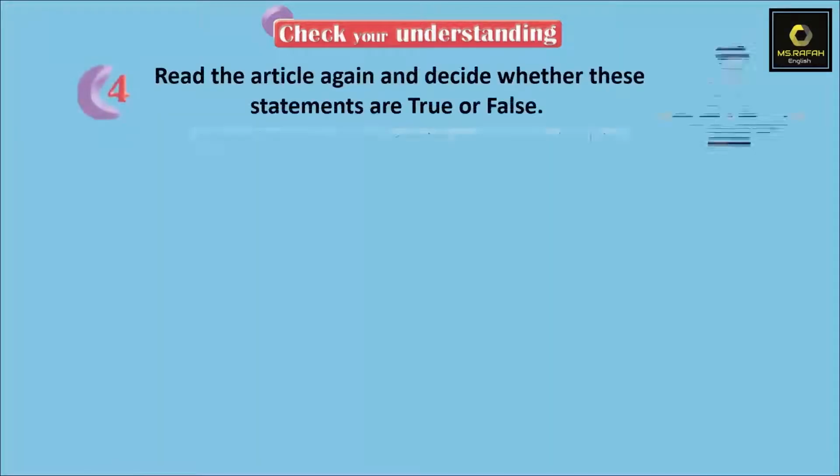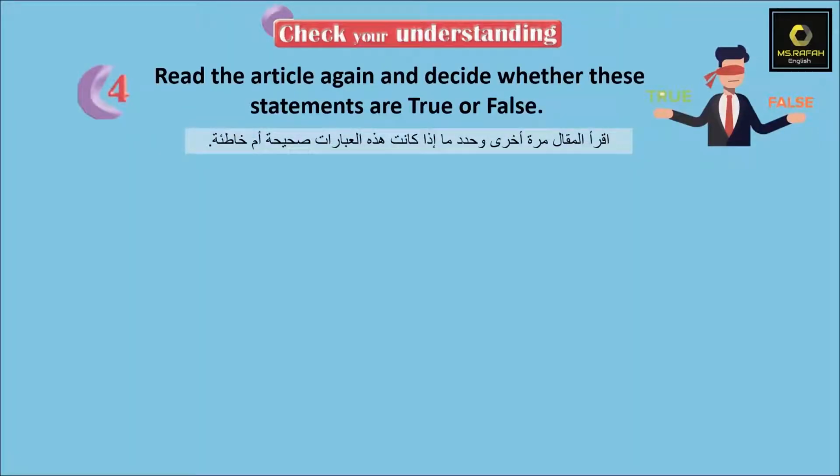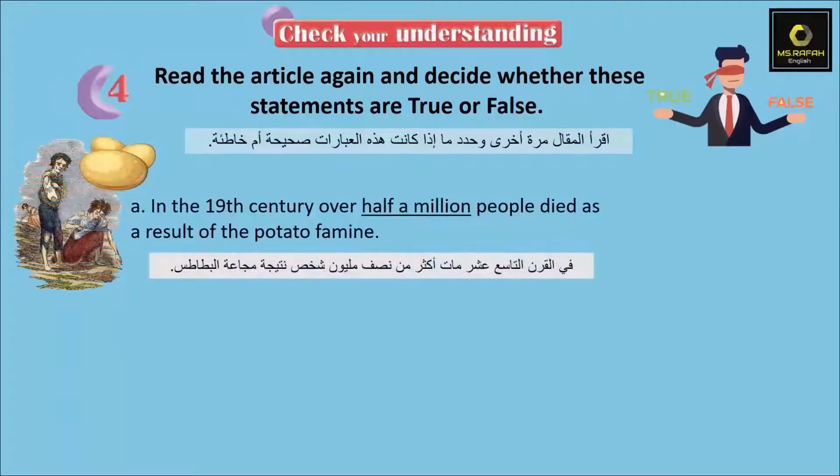Now, check your understanding. Read the article again and decide whether these statements are true or false. Let's see. In the 19th century, over 500,000 people died as a result of the potato famine.